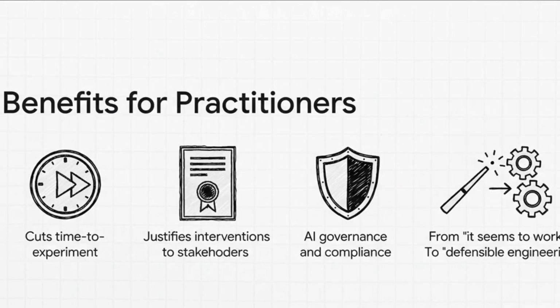And for the teams who are actually building with AI, the benefits are immediate. It cuts down experimentation time like crazy. It lets you justify your interventions to regulators with cold, hard data by pointing to a specific feature you modified. You can finally move beyond that feeling of, well, it seems to work, to a place of documented, defensible engineering.